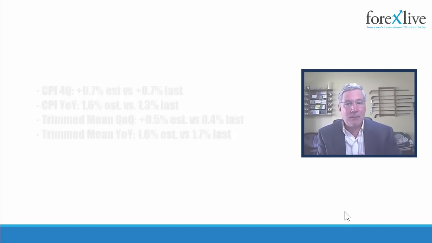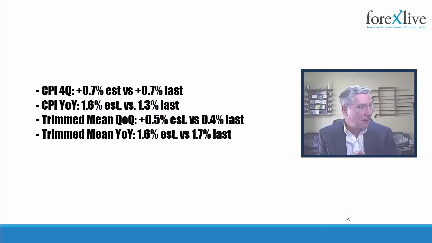That CPI data is expected to show a 0.7% gain quarter on quarter from the third quarter to the fourth quarter in the Australian CPI. The year on year is supposed to rise from 1.3% to 1.6%. On a trim basis, the gain in CPI is supposed to be up by 0.5 versus 0.4, and the year on year is supposed to go from 1.7 to 1.6. Anything outside of those expectations is going to move the Aussie versus US dollar to the upside or the downside.